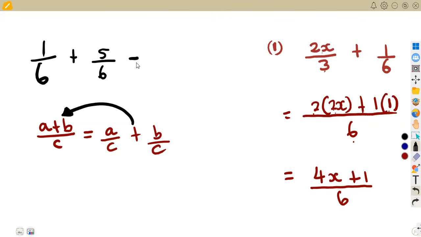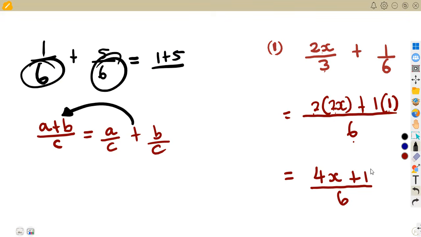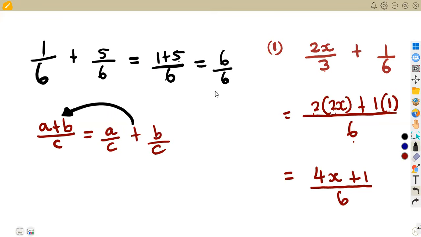So if it is that way, here I can simply add 1 and 5 together, everything over 6, because we can see that we have got a common value already, which is 6. So there's no need for me to find the LCD. I just take that, everything now over 6. So if I add this, what am I going to get? 1 plus 5, this is 6 over 6. And we know that 6 over 6 gives us 1.